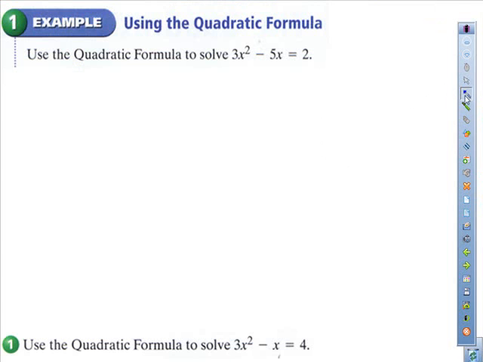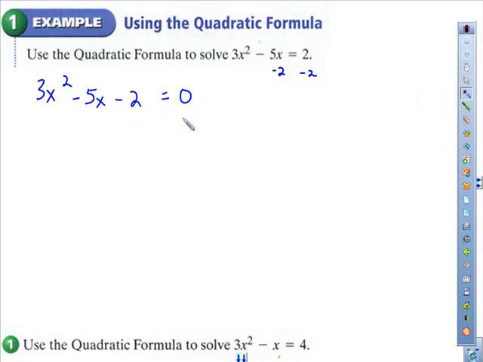Alright, so let's take a look at this example right here. Use the quadratic formula to solve this. The first thing we need to do is make the problem equal 0. So I put minus 2 here, minus 2. So now I'll get 3x squared minus 5x minus 2 is equal to 0.